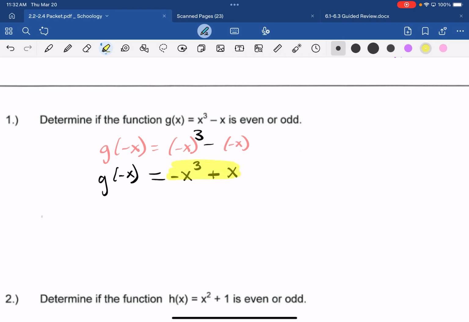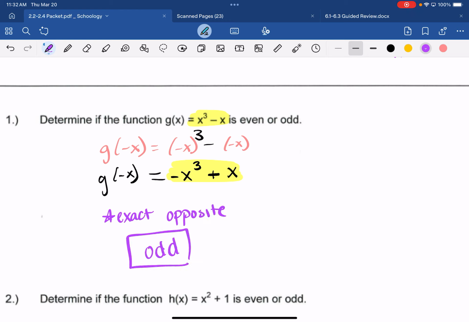Compare what I just got to my original. Is it the exact same? No. Is it the exact opposite? Yes. Okay? Because look at our symbols. Look at the board for a second. Positive, negative, negative, positive. Okay? My signs all flipped. So this is exactly the opposite. If it's the exact opposite, I know that it's odd. Okay?